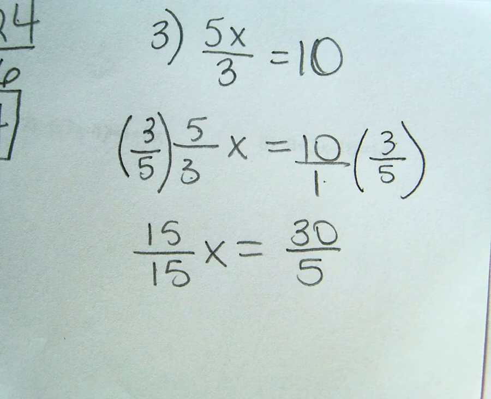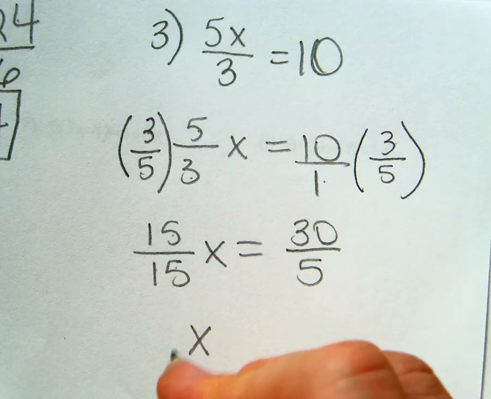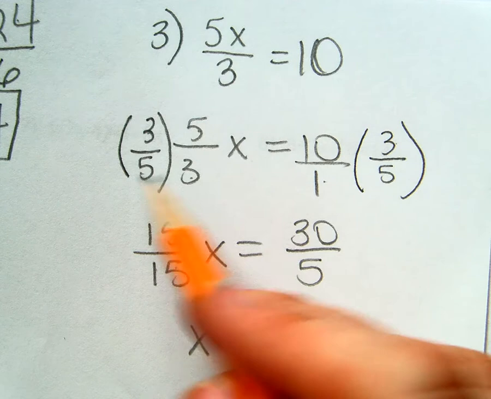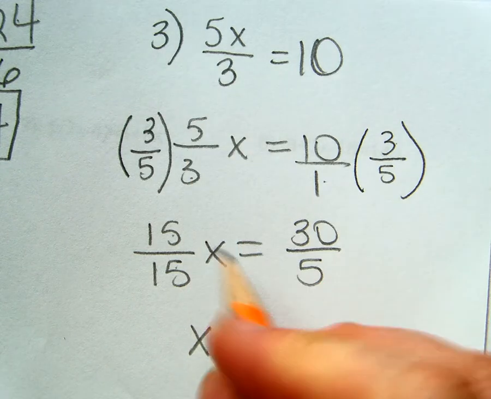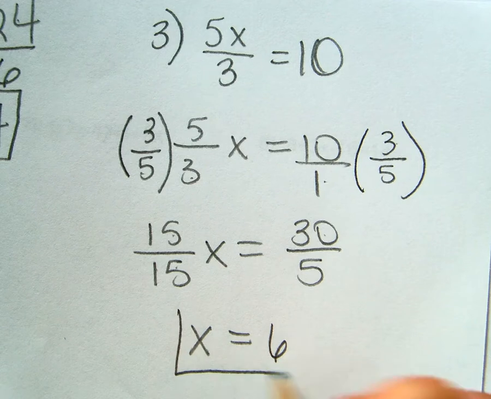And then I simplify the fractions. So 15 divided by 15 is 1x, or just x, and I don't need to write the invisible 1. So that's why that reciprocal works every time, because it's going to create 1. And then 30 divided by 5 is 6.